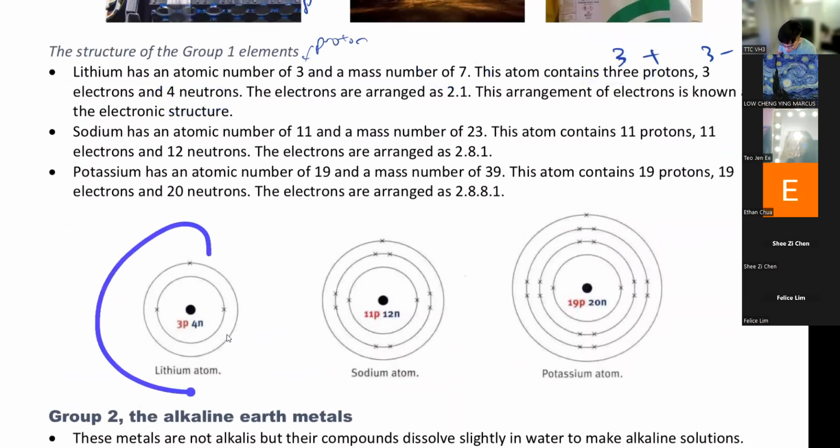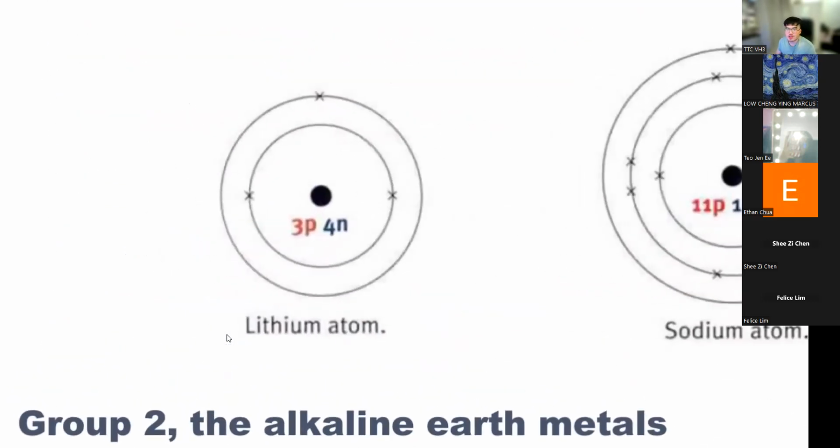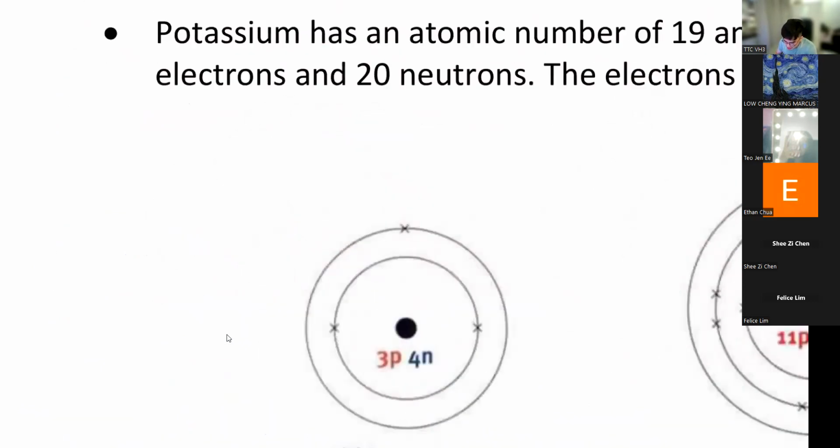All right, so this is how you draw it. The electrons are arranged as 2.1. Guys, have you learned this in school? What is 2.1? Some teachers will teach this, some won't, because this is more about syllabus stuff. This arrangement of electrons is known as the electronic structure. Let's look at this. First of all, can you see these circles? We call them shells.